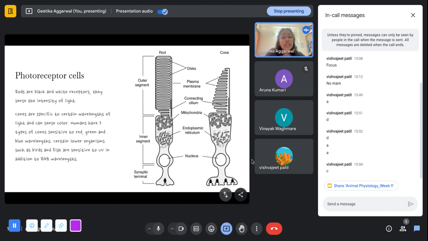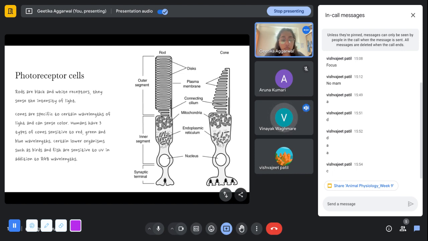Otherwise, they differ only in their shape, but the function of the nucleus or mitochondria is not different in the two cells. One another major difference is that in rods, these discs have the pigment which is called rhodopsin, and in cones, this area has the pigment which is called iodopsin. So that is another major difference between these two.